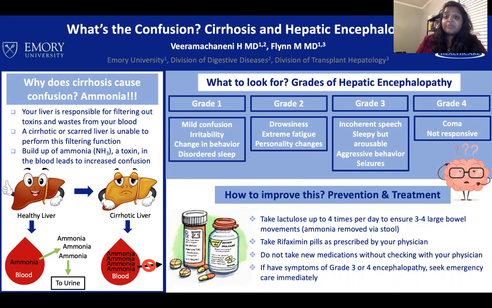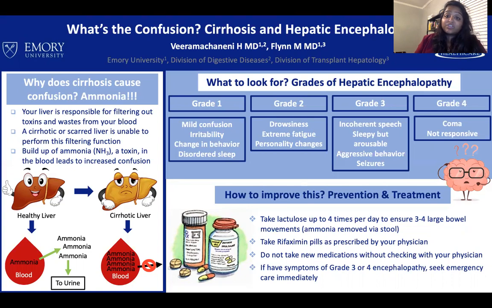As the encephalopathy gets worse, grade 2 is noted where there's some drowsiness, really fatigued, or personality changes. Now, once you get to grade 3 and 4 is when the alarms really start going off because the patient in grade 3 has incoherent speech, they're sleepy, but they're arousable, and they're having maybe some aggressive behavior and sometimes even seizures. Lastly, in grade 4, you're really concerned because the patient's in a coma and they're not responsive.